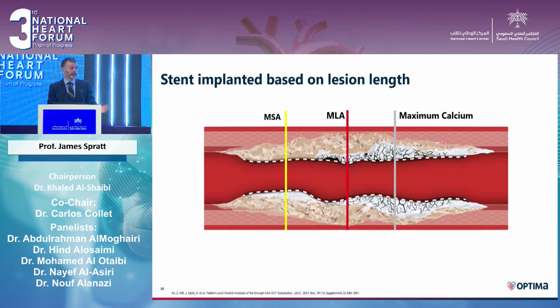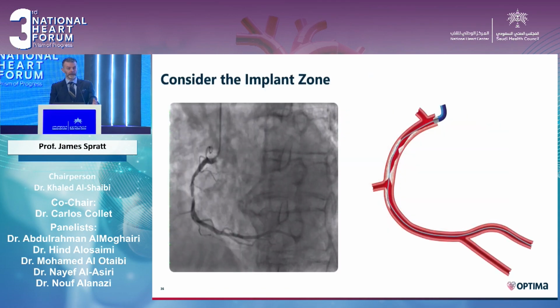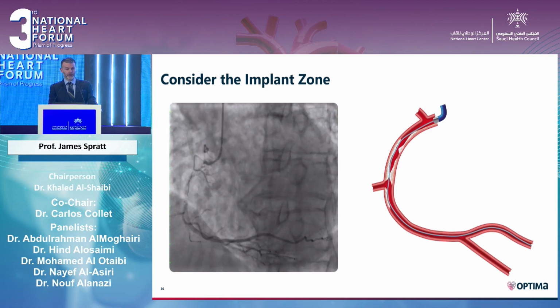And that's really important, because from an arterial perspective, the artery just cares about flow. It doesn't care that you did a good job treating where the calcium was the most severe. It wants you to treat the whole lesion, the whole implant zone. Let me give you another example of what I mean by implant zone.